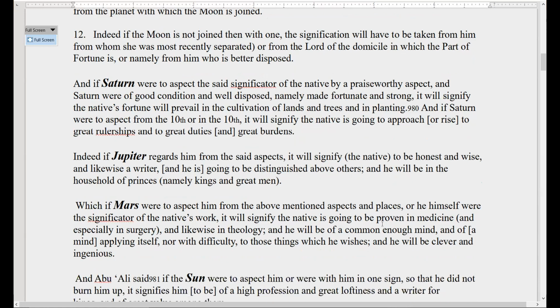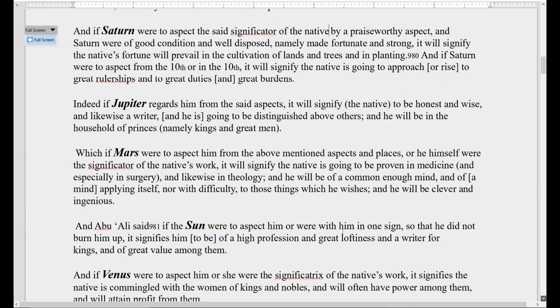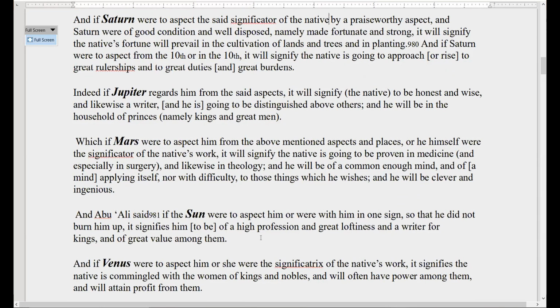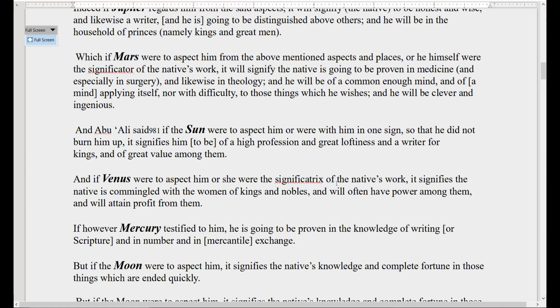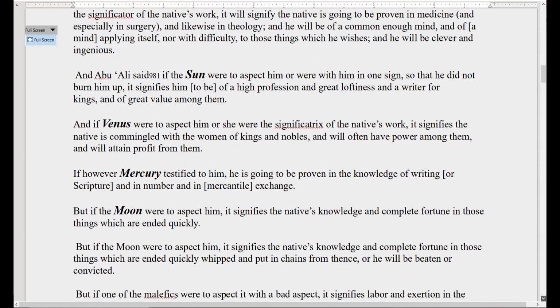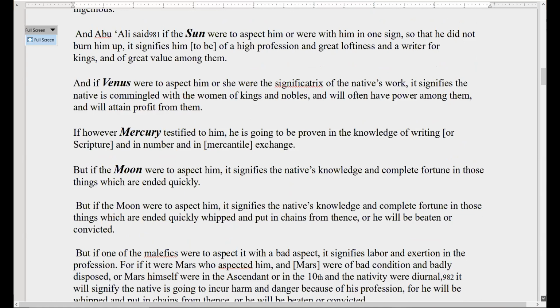Mars makes them proven in medicine, especially surgery. The Sun, high profession, loftiness, and a writer for kings, so working with exalted people. With Venus, obviously it is Venus, but once again, kings and nobles will often have power among them and profit from them. Remember, Venus represents courtiers and those that dealt with the latest fashions, like a high court. Mercury, good with numbers, knowledge of writing.